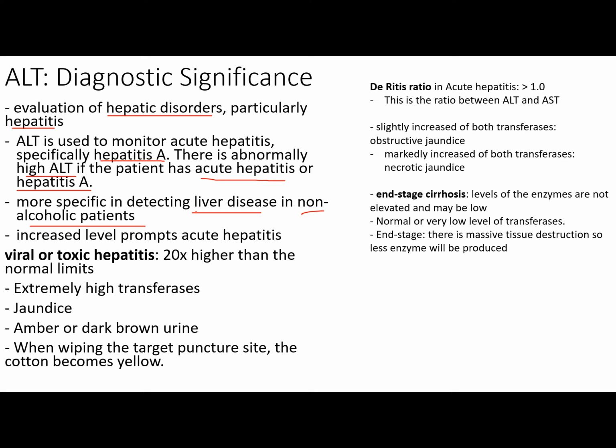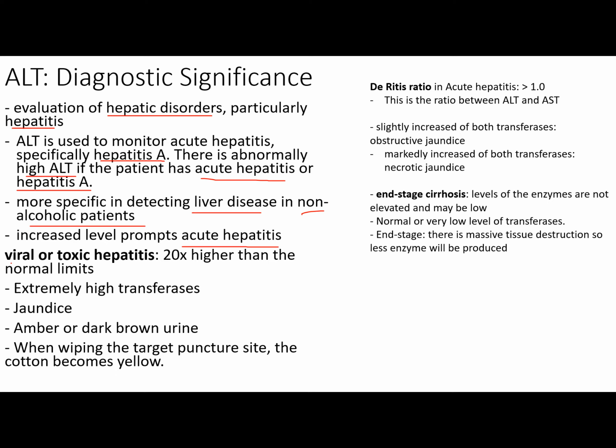So pakitandaan iyan, class. If the patient is non-alcoholic, hindi umiinom, pero nag-develop siya ng liver disease, you would ideally gamitin ang ALT. Usually, kapag may liver disease ka tapos non-alcoholic ka, it could be a type of hepatitis viral infection. Increased levels would prompt acute hepatitis.